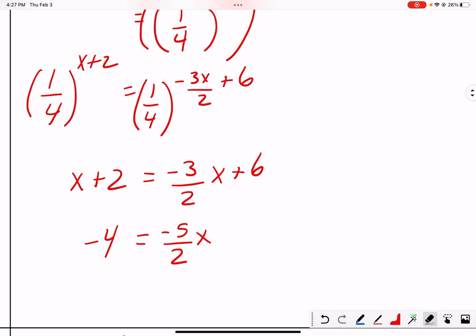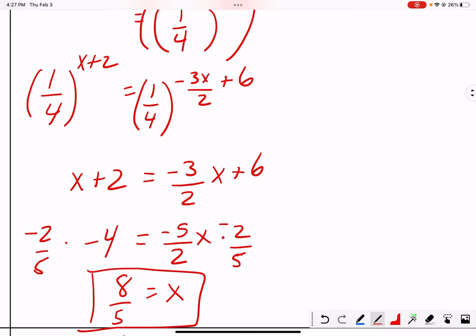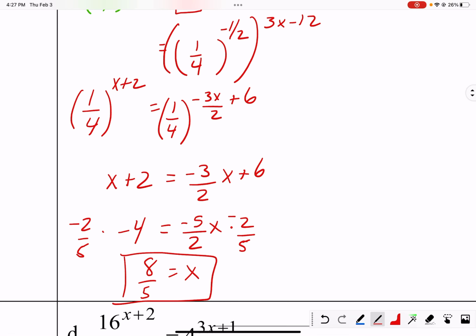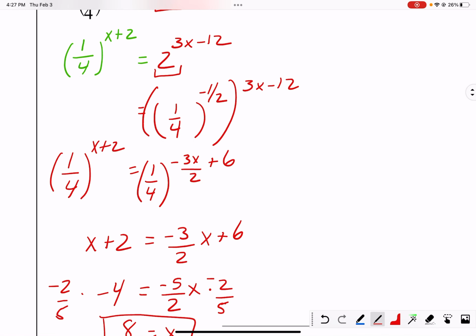So we're now going to multiply by the reciprocal. So we'll just do times negative 2 over 5, times negative 2 over 5. So on this side you get negative 8 over 5. No, positive 8 over 5, excuse me. Positive 8 over 5 is equal to x. Yeah, it works.